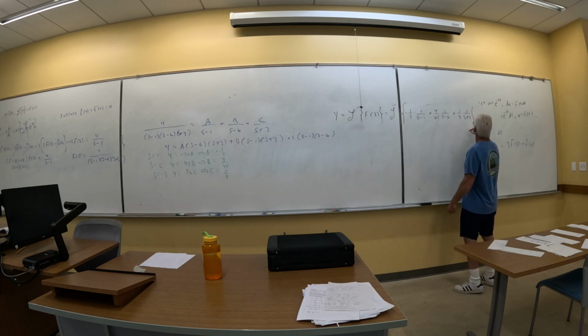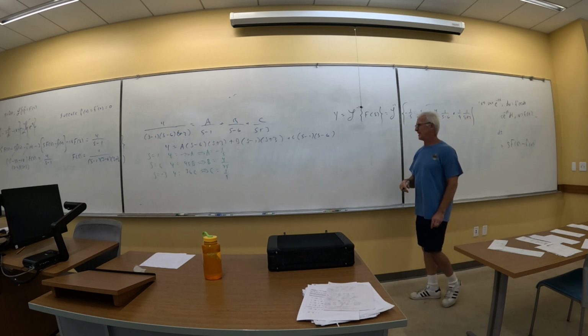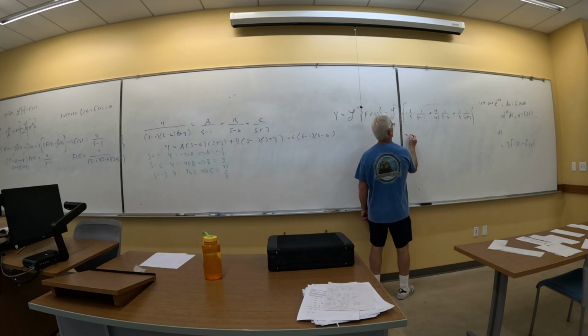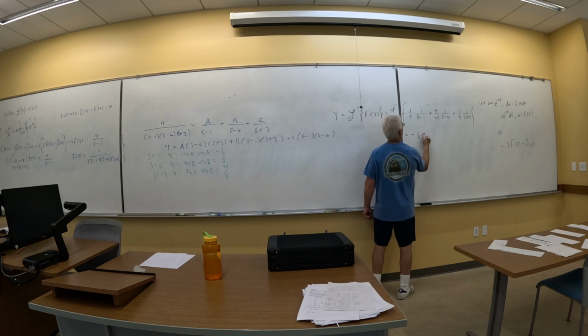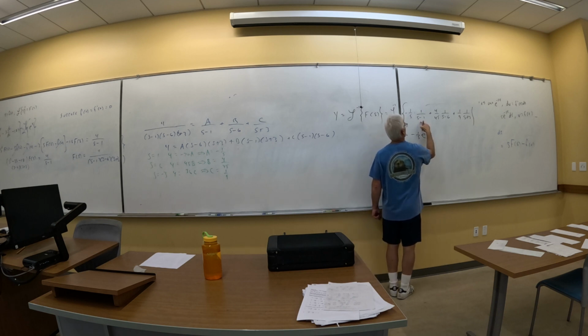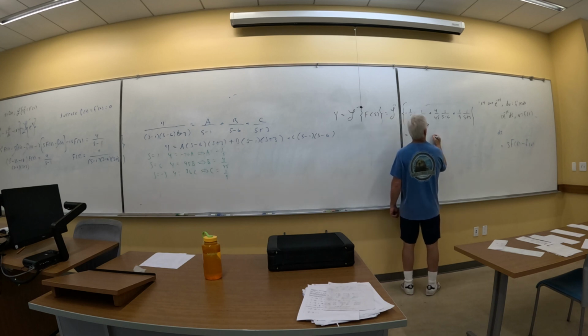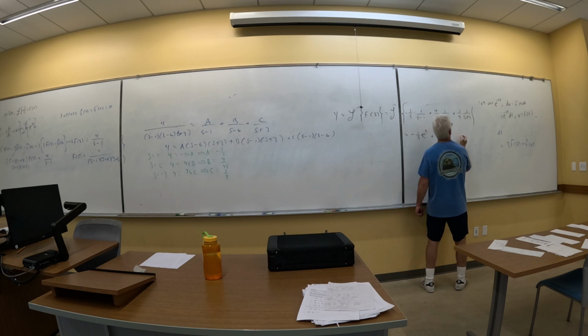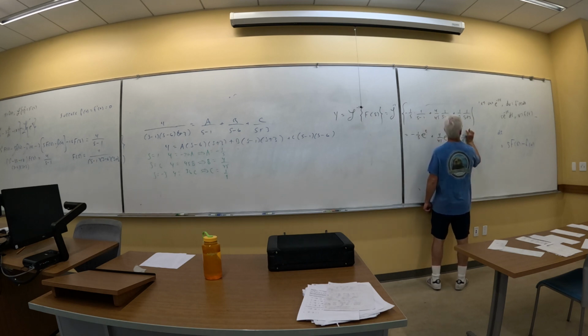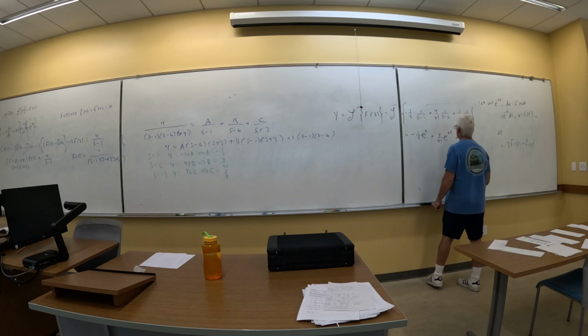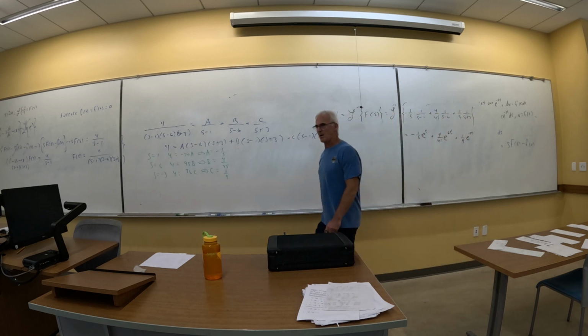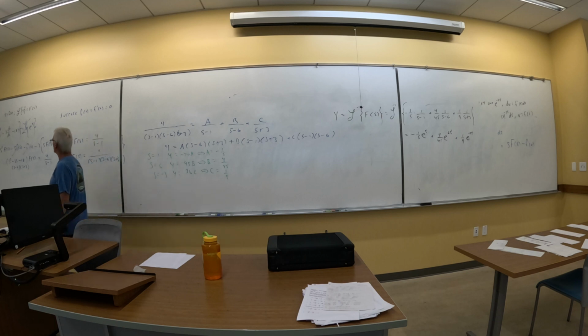Can you give me the answer now, without doing anything else? Yes. Negative 1/5 e to the t, plus 4 over 45 e to the 6t, plus 1/9 e to the negative 3t.